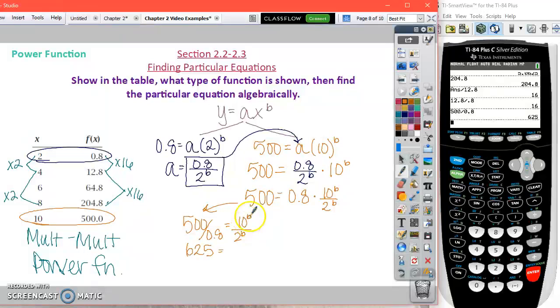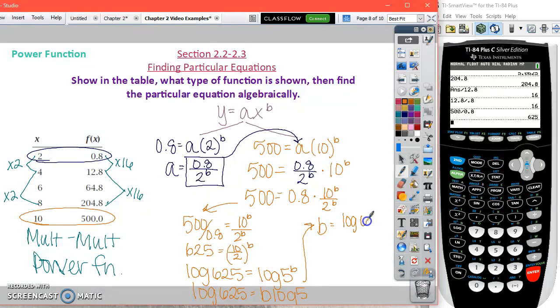I'm then going to rewrite this fraction. Since both the top and the bottom are to the b power, I can rewrite this as 10 over 2 to the b. From here, since I'm looking for an exponent, I'm going to do the log of both sides. And I can rewrite 10 over 2 as 5, so log of 5 to the b. The reason why we do this is now I can bring this b and pull it out front. So I will have the log of 625 equals b times the log of 5. And then to find b, I'm going to divide both sides by the log of 5. So b will equal the log of 625 over the log of 5.